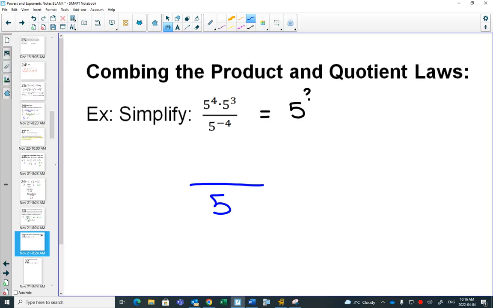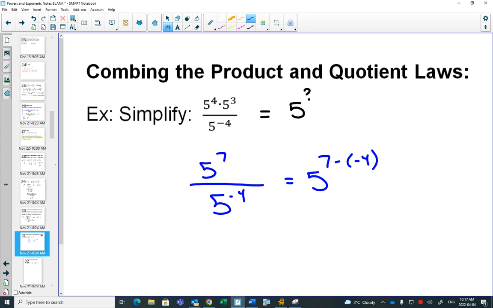And now, wait for it. Now we're dividing. What's the rule for dividing? The bases are the same. We can subtract the exponents. This is where you might want to show your work because you're subtracting a negative.